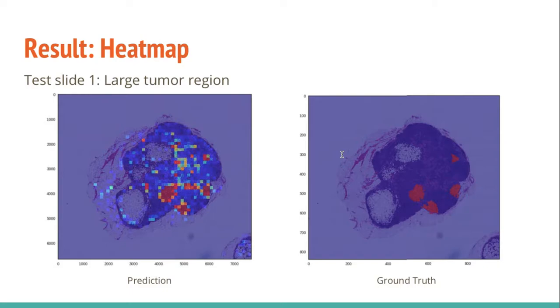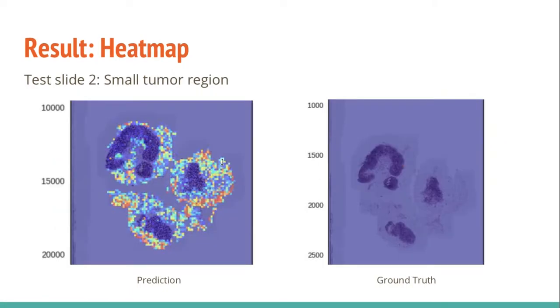So the result heat map looks like this. This is test slide 1, which has a relatively large tumor region. On the left-hand side, I have the prediction, and on the right-hand side, I have the ground truth. We can see that our prediction basically captures the red tumor regions. But there are also some small regions where we predict tumor while it's actually a healthy region. And the next slide has a relatively small tumor region.